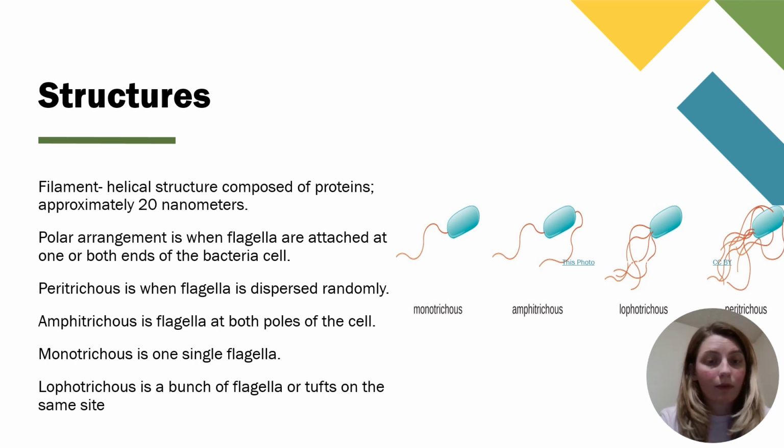Polar arrangement is when flagella are attached at one or both ends of the bacteria cell. Peritrichous is when flagella are dispersed randomly. Amphitrichous is flagella at both poles of the cell. Monotrichous is one single flagellum. Lophotrichous is a bunch of flagella or tufts on the same side.